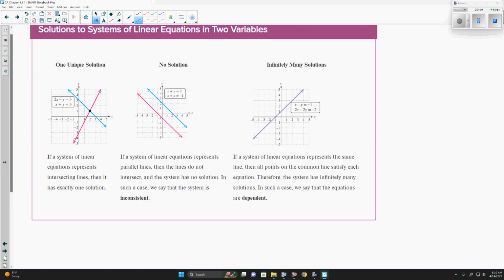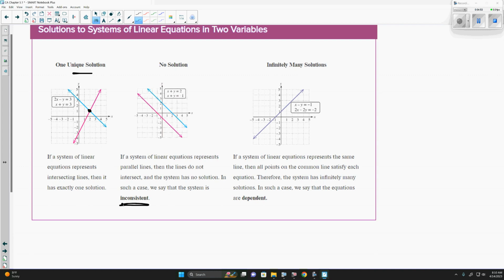Solutions to systems of linear equations in two variables. So we can have one unique solution, no solution, or infinitely many. If a system of linear equations represents intersecting lines, then it has exactly one solution. If we have two lines and they cross at a single point, we have one unique solution. No solution. If a system of linear equations represents parallel lines, then the lines do not intersect, and the system has no solution. In such case, we say that the system is inconsistent. There is no solution. It is inconsistent.